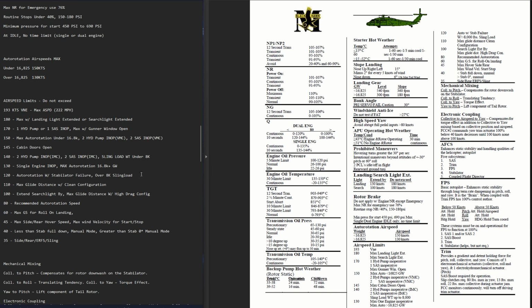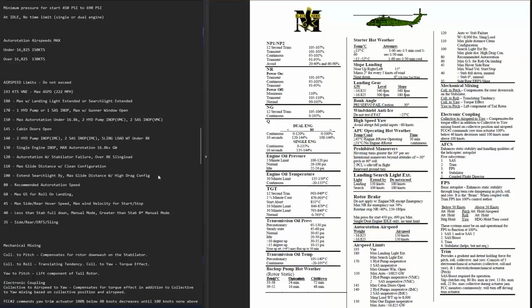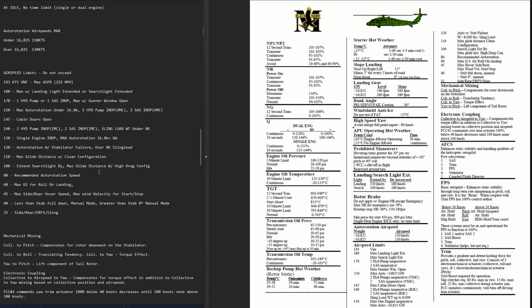Max glide distance with the clean configuration is going to be at 110, and then searchlights extended by 100. Max glide distance with a high drag configuration is also going to be at 100. So you lose 10 knots of potential airspeed if you're in a high drag configuration and you're going for max glide distance. Recommended autorotation speed is 80 knots. Max ground speed for roll on landing is going to be 60 knots.